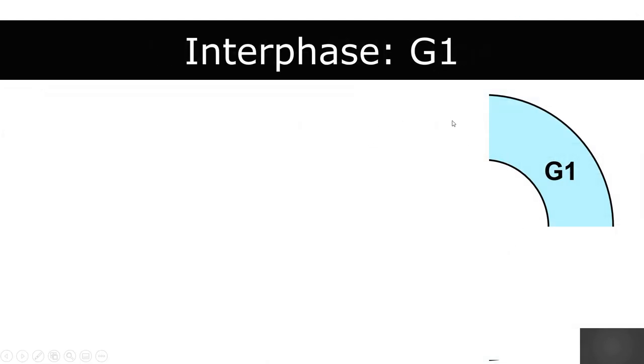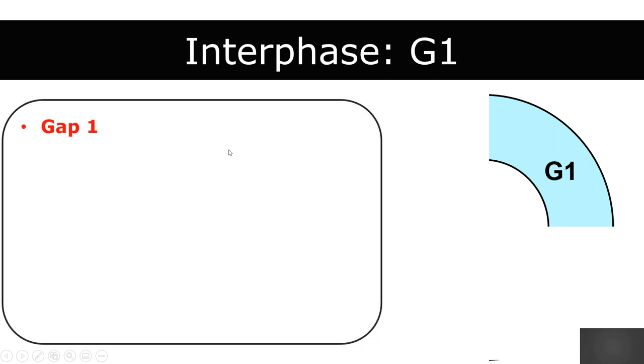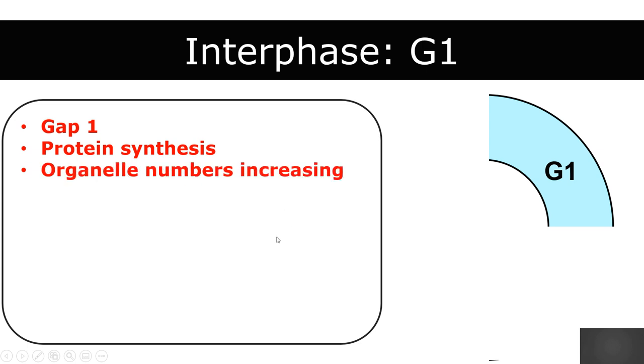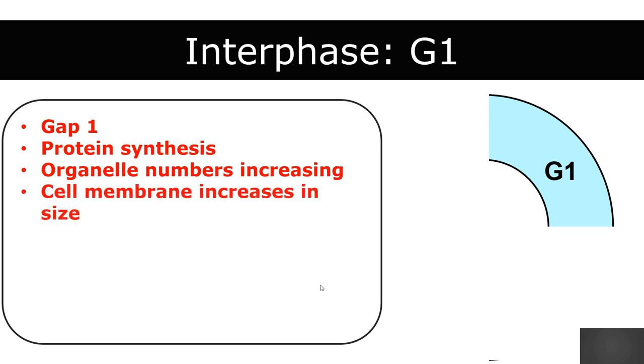So to do that in the different parts of the cell cycle, the first part of interphase is going to be G1. So the G1 stands for gap 1. And what's happening in G1 is you're getting a lot of protein synthesis because remember, you're trying to double the cell size. The other thing that's happening is all your organelles, your mitochondria, your ER, the Golgi, all of those numbers are going to be increasing in size and number. The cell membrane is also going to start to expand. It's going to increase in size.